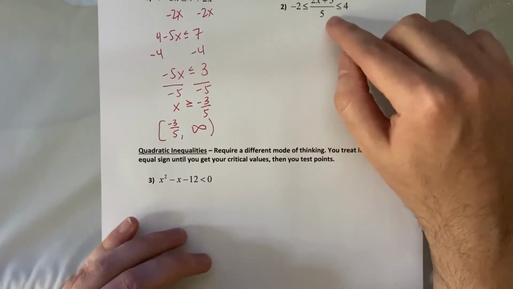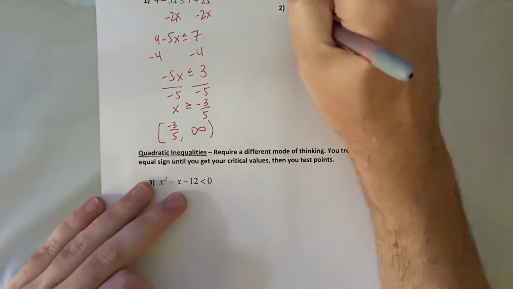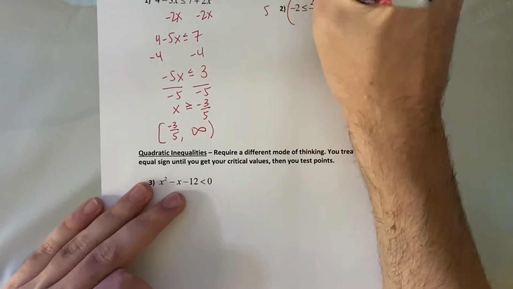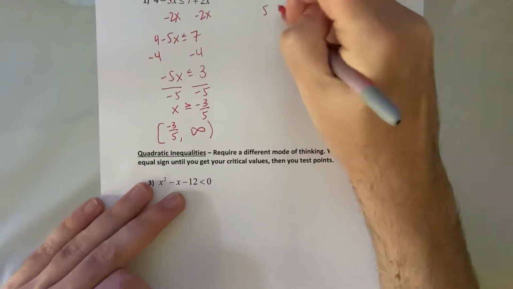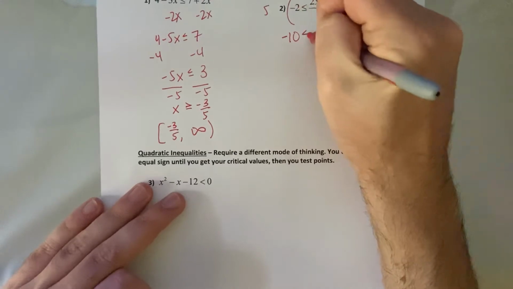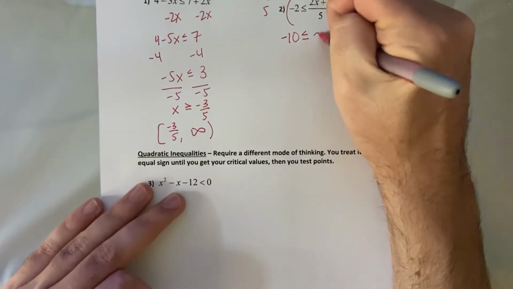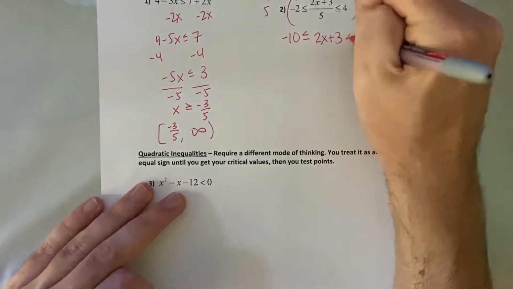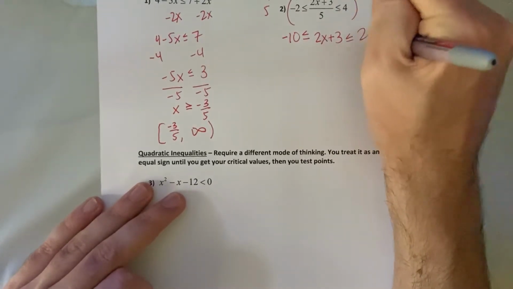Now, number 2. This is a 3-part equation. All that really means is anything you do to one part, you do to all 3 parts. So let's start by multiplying everything by 5 to clear the fraction. So that goes to all 3 parts. 5 times negative 2 is negative 10. The 5's cancel in the middle. They divide to 1, and 5 times 4 is 20.